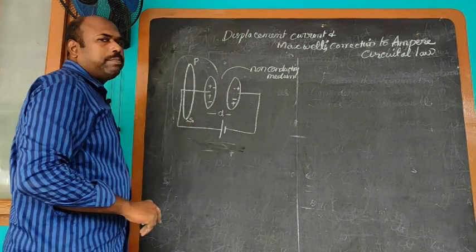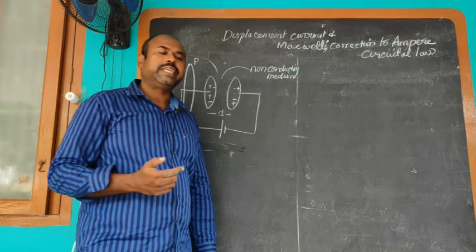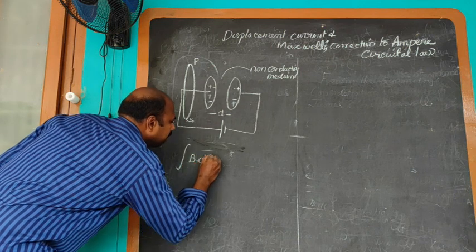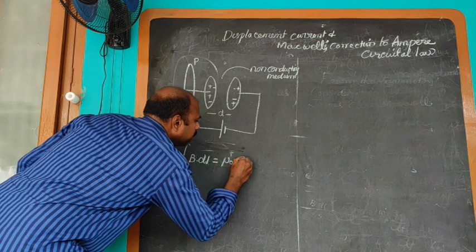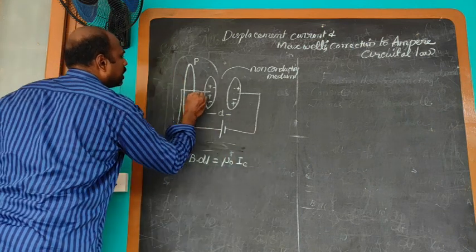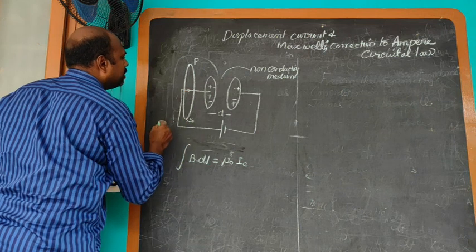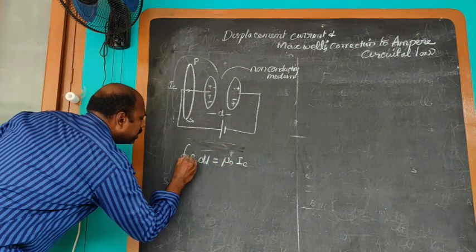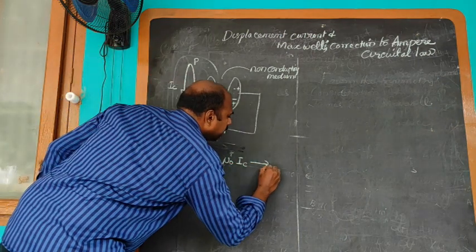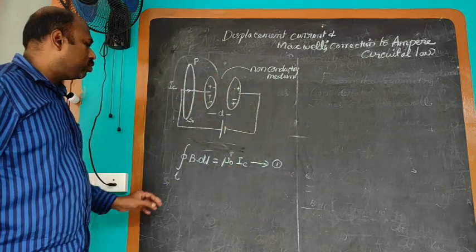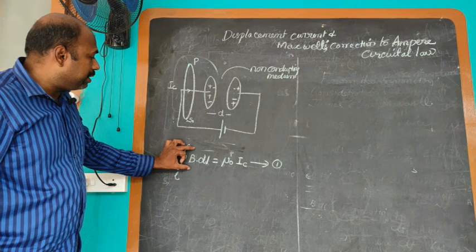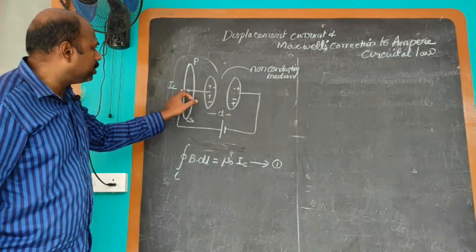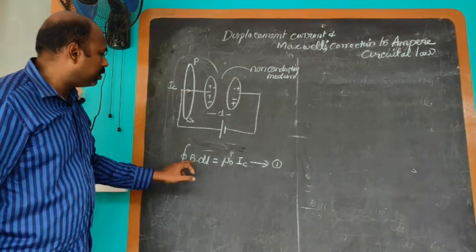When we apply Ampere's circuital law for this loop, what do we get? We get integral B dot dl is equal to mu 0 into current passing. Suppose the current passing at an instant is IC. What we will get is mu 0 times IC. This is for the closed loop. You take this equation as 1. What it means is the magnetic field produced in this closed loop is due to the current passing through the surface at that instant.